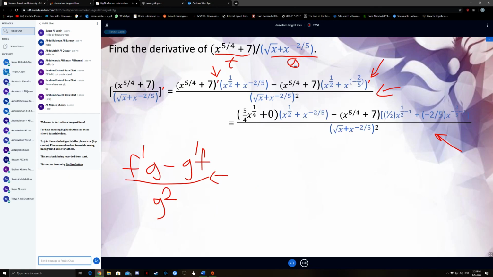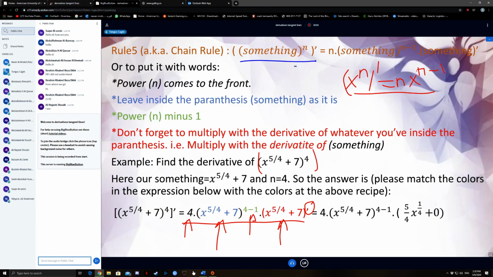And finally, we had this chain rule. The chain rule says, if you have an expression like something to the power 4, something to the power 8, whatever, derivative of such a thing is, take the power to the front, write inside as it is, don't touch it, power minus 1. All seems very similar to rule 2, but also don't forget to multiply with the derivative of whatever you have inside the parentheses. And then there is your answer. And these are the 5 rules that we use to find the derivatives of functions.